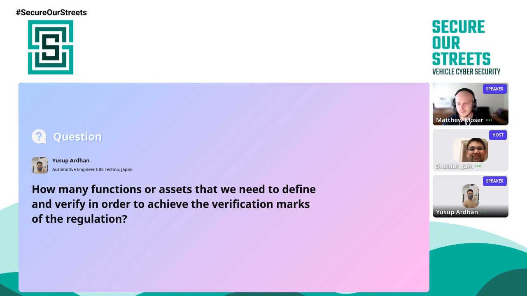Oh yeah, sorry. Basically, the function meant the inside of our system itself. There's a function block or maybe an asset inside the system. So what I'm trying to say is, what kind of asset do we need to define and how should we verify it in order to achieve those verification marks from the regulation itself? Because I see that there's no defined way to say that this is up to standard, or how we define that this achieves the goal of the regulation. So how do we define those in order to achieve those verification marks?